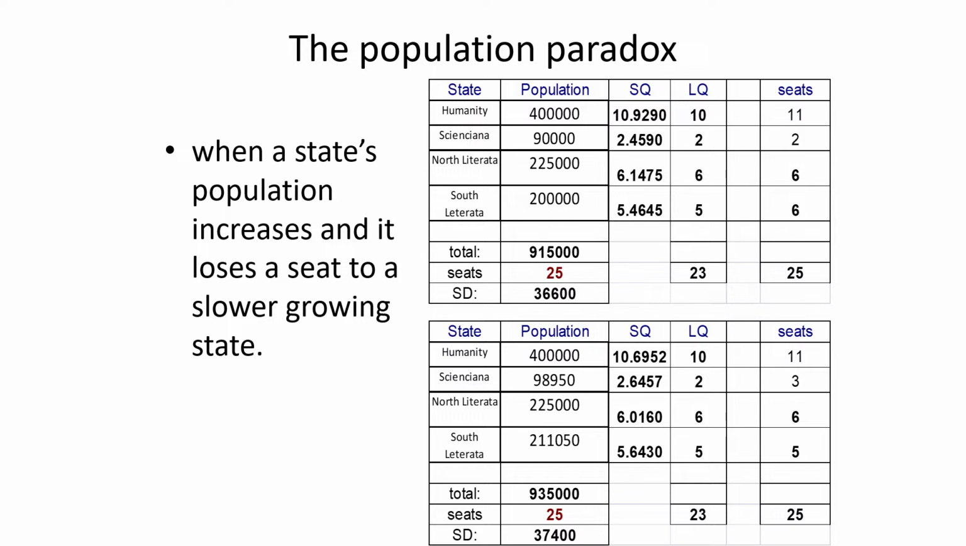So it was a little bit of a chore to manipulate this to get it to do this. But we're mathematicians. That's what we do. We try to figure out what could go wrong. So 11,050 is the increase to South Literata. Scienceana has increased as well, but by less. Scienceana only increased by 8,950. So South Literata increased by a little bit more than 2,000 more than Scienceana. So they've increased by more, and yet they ended up losing a seat.